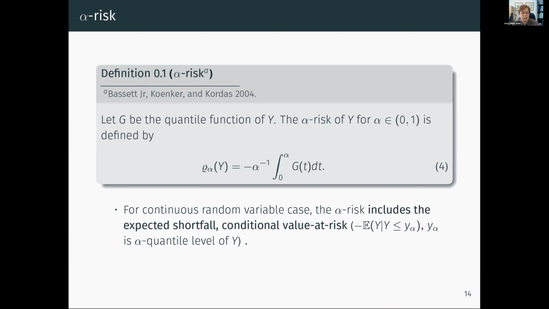First, G is a quantile function of y, and alpha is a value between 0 and 1. Then the alpha risk of y is defined by the integration of the quantile function G. Okay, if we fix alpha as B1, then the alpha risk is exactly equal to B1 minus the expectation of y. Okay, simple calculation.